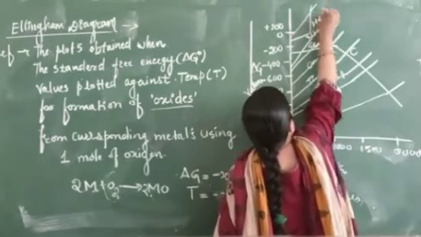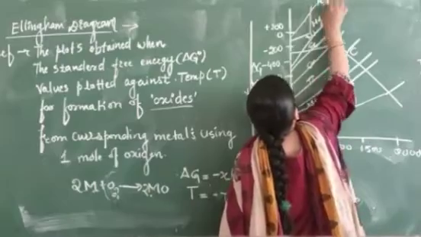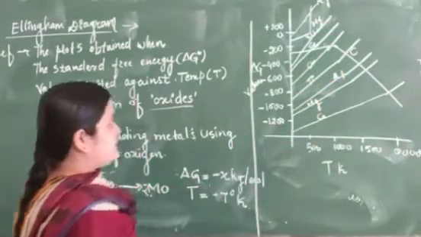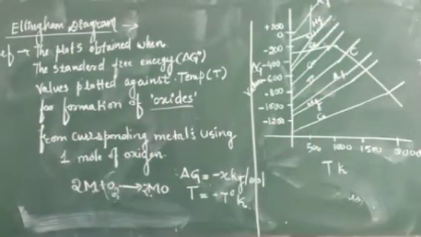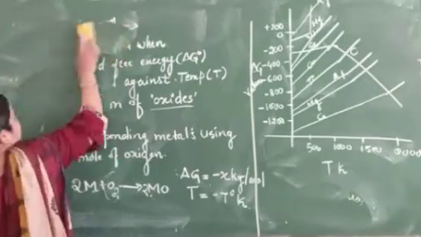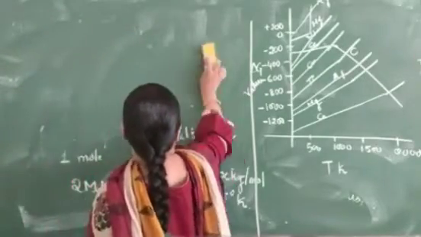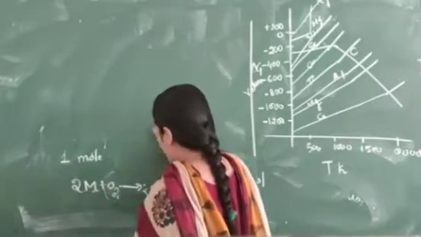Now let's see the plot, how it looks. ΔG is here and T is here. Okay, this is our plot. Now we will see the characteristic features of the Ellingham diagram, features one by one.